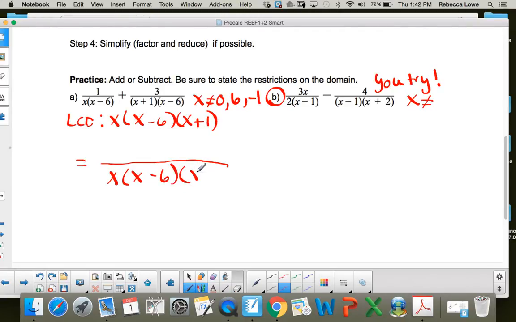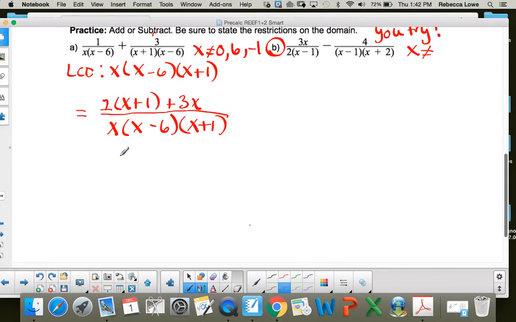And now I'm going to see what I need to multiply each numerator by to get that denominator. This 1 needs to be multiplied by the missing x plus 1. And this 3 needs to be multiplied by the missing x. That's all it's missing in this one. So for the numerator, when you simplify the numerator, you get x plus 1 plus 3x, and then you get 4x plus 1. So there's your numerator, and then you just bring the denominator back in.